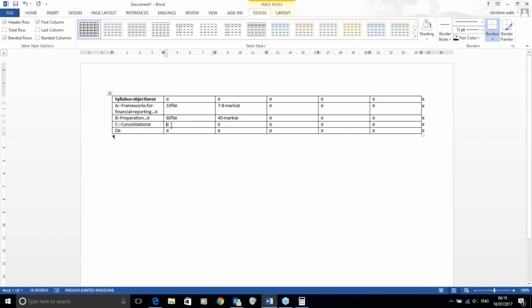Then I've got my consolidation section. That is 15% of the paper, or around 11 marks. Then finally I've got my interpretation elements, which is also 15% or 11 marks.